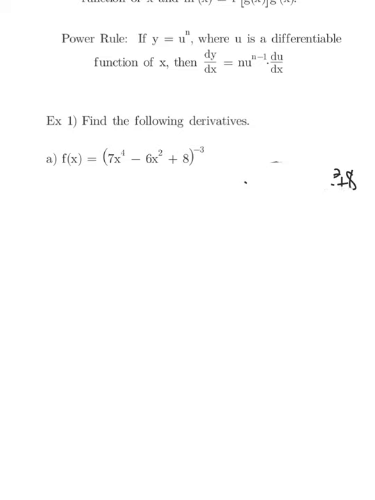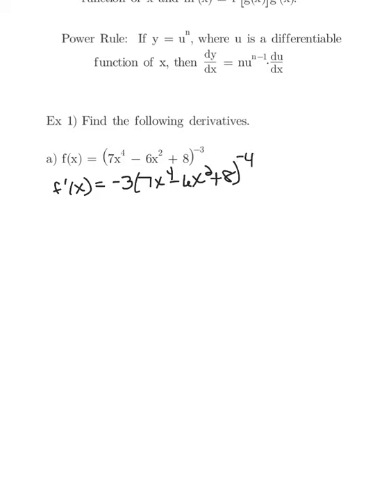So the chain rule says that you do the derivative of the outside part first. Our derivative then starts by bringing the negative 3 to the front. Leave the inside the same right now. So the inside stays 7x to the fourth minus 6x squared plus 8. The same power rule we already know goes into effect here. So we do negative 3 minus 1 and get negative 4.